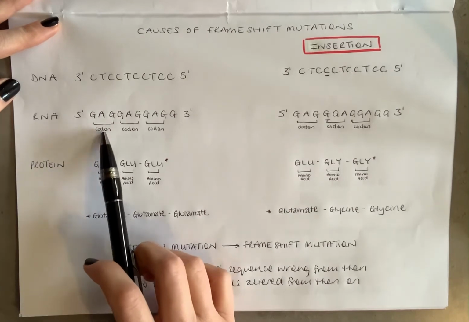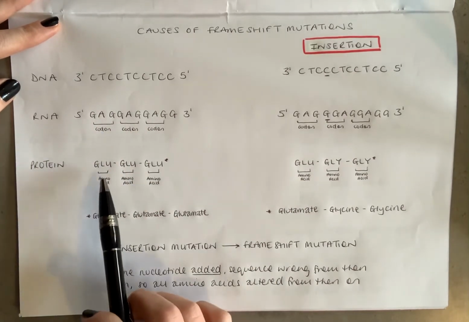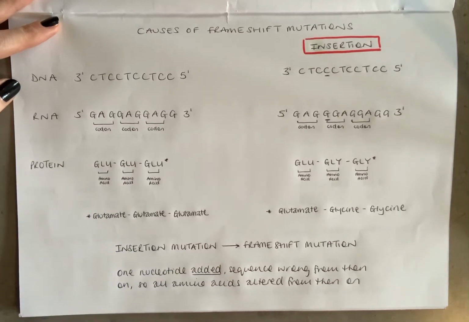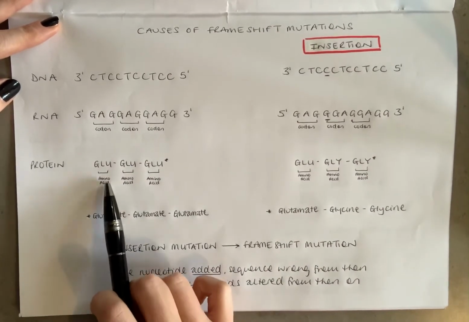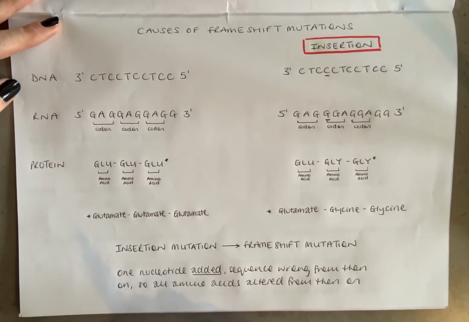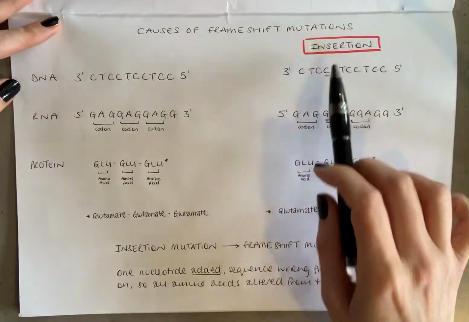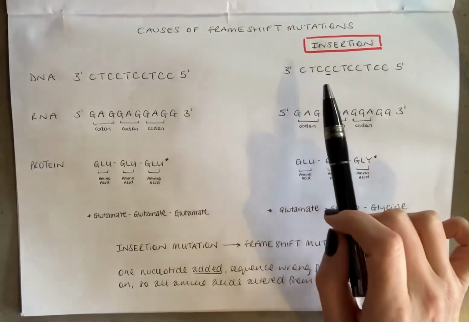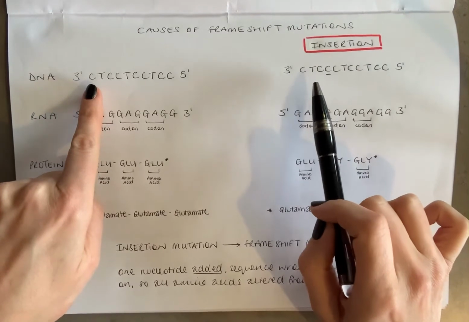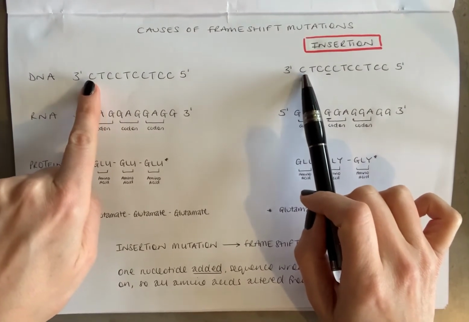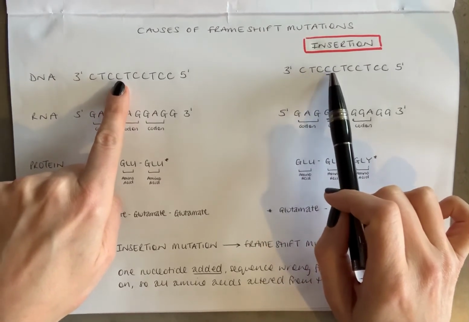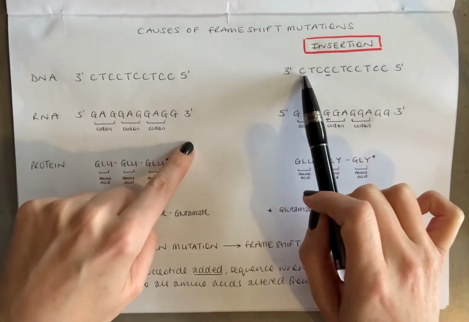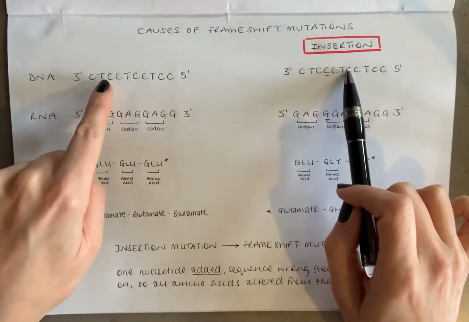And in a perfect world, these codons give us these three amino acids. Remember, amino acids are attached to a transfer RNA. So we're going to get glutamate, glutamate and glutamate. These are our three amino acids that we are expecting. However, with our insertion mutation, if we look at our normal or expected code for the protein we're looking for, it would be CTC, CTC, CTC, CTC.